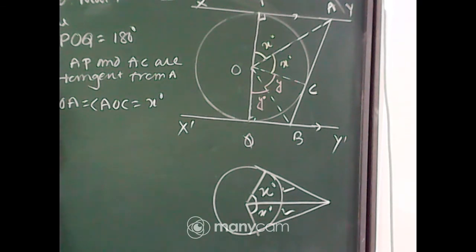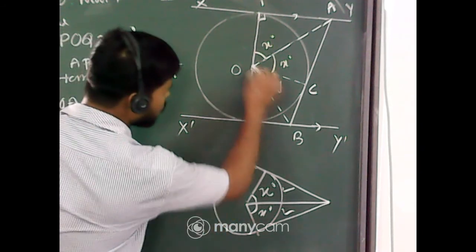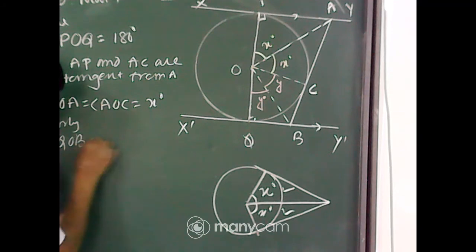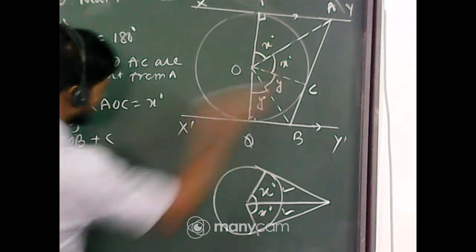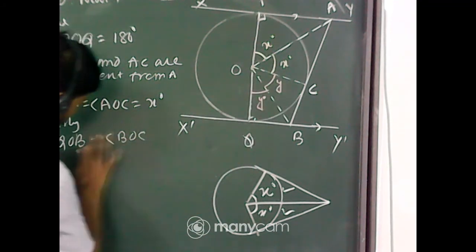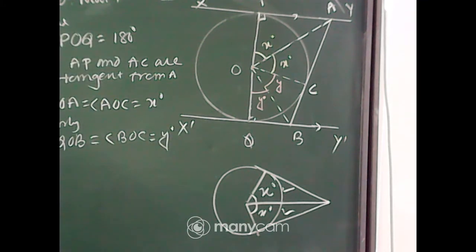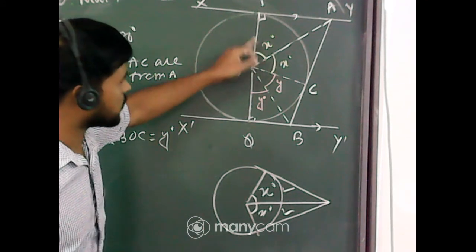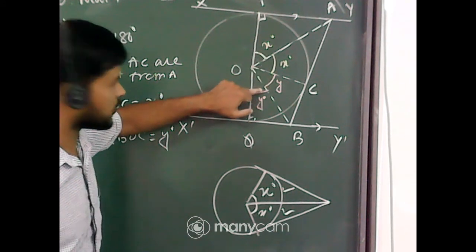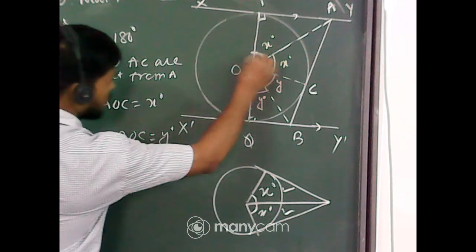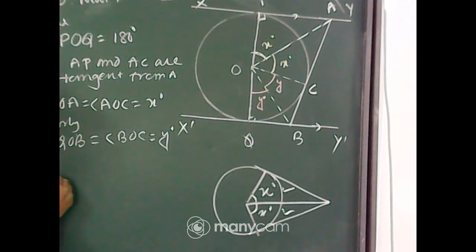Similarly, angle QOB plus angle BOC will be equal to y degrees. We are considering it as y degrees. Now do one thing, add all the angles. This angle plus this angle plus this angle plus this angle. Let's see what's happening. That means now this angle means angle x degrees.